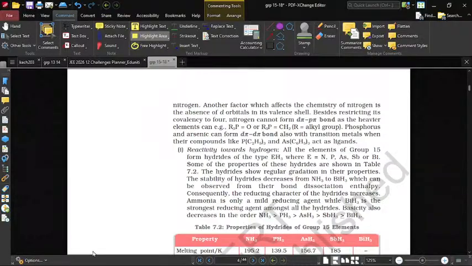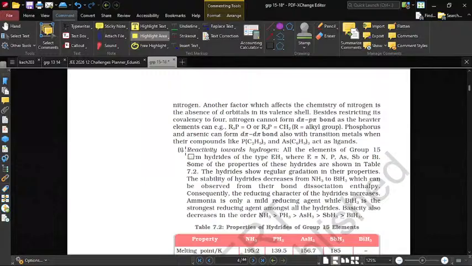Phosphorus and arsenic can form dπ bonds also with transition metals when their compounds like P(C2H5)3 and As(C6H5)3 act as ligands.